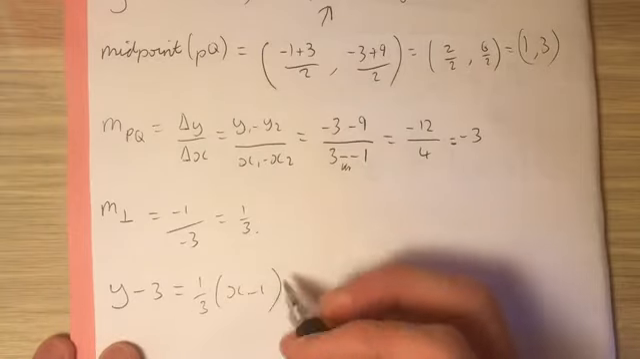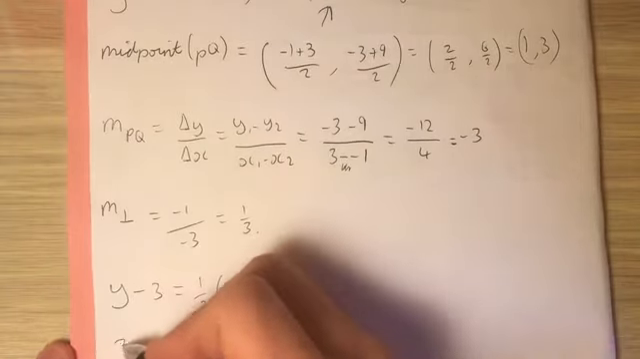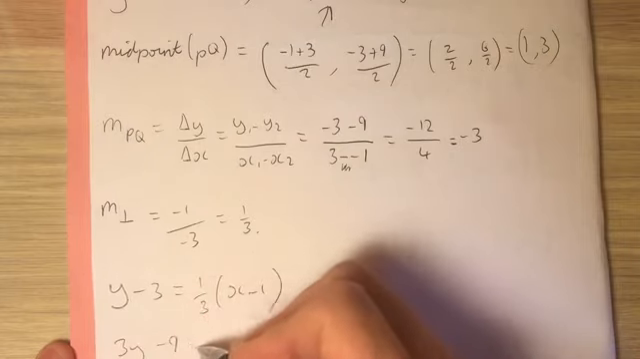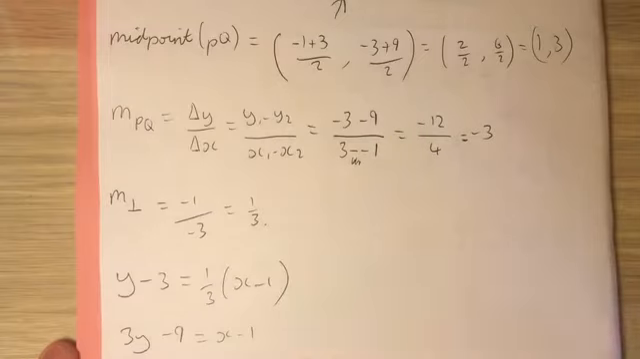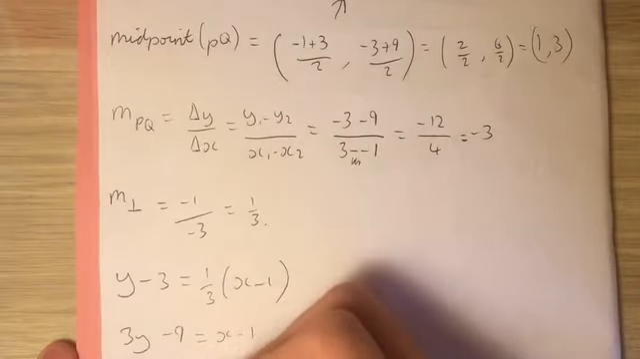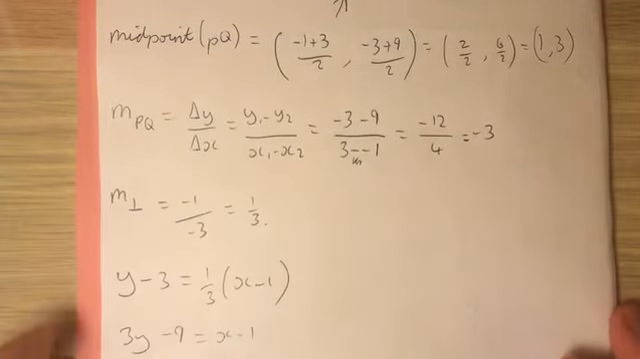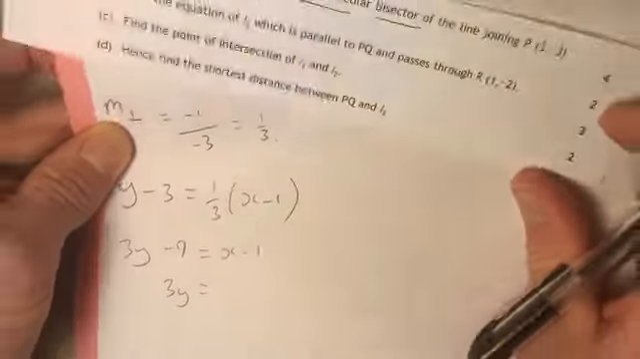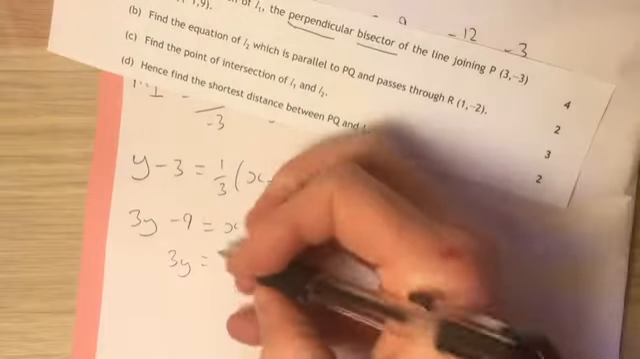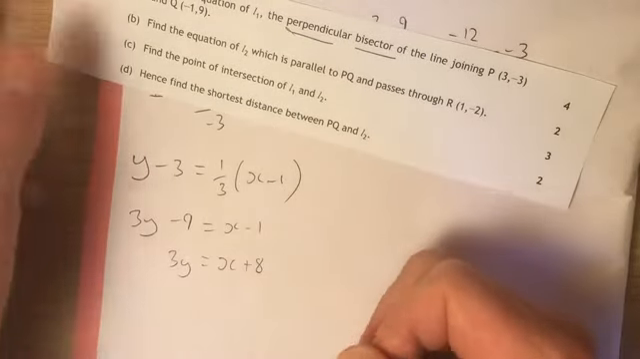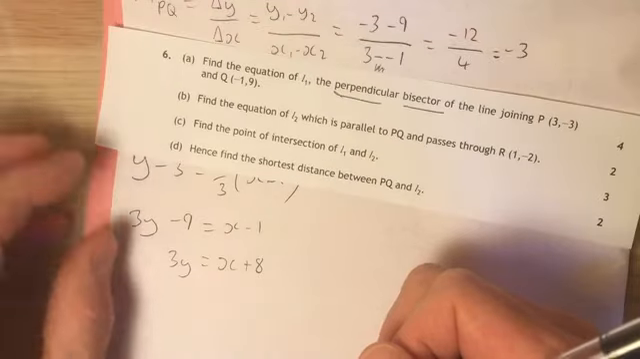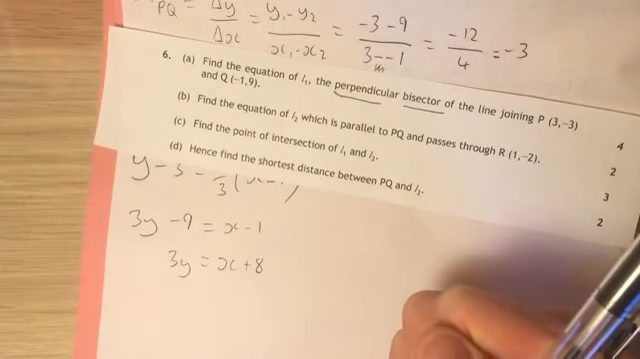I'll multiply by 3 on both sides. So I'm going to get 3y minus 9 equals x minus 1. And then I'm going to simplify by adding 9 both sides. And I'm going to get 3y equals, let's move the book a bit. 3y is going to be x plus 8. It doesn't ask for any particular form. I'm going to leave it in a way that looks pretty to me. So there we go, that's part A.